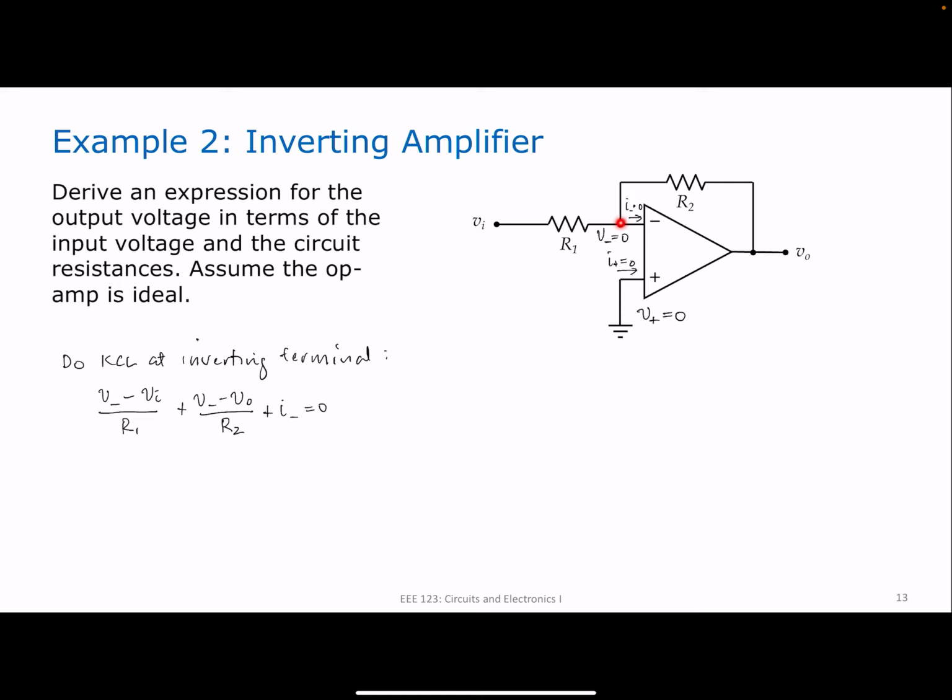Note that there are three things connected to this node. You have R1, you have R2, and you have the op amp. But we already know that this is 0. I also know that V minus is 0. Okay, so what do I have? Let me transpose V of O to the other side. I have minus Vi over R1 is equal to VO over R2. Or V of O is equal to negative R2 over R1 multiplied by V of I.